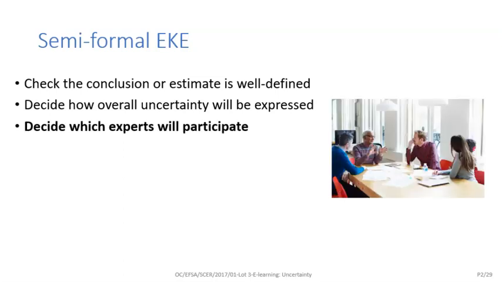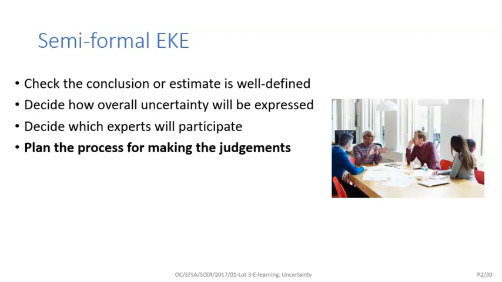The next step in a semi-formal EKE is to decide which experts will participate. You need to consider what expertise is needed and choose the experts accordingly. This may include some or all of the experts in the working group, plus additional experts if needed. In the Campylobacter opinion, it was decided that all the working group members would participate in the judgments.